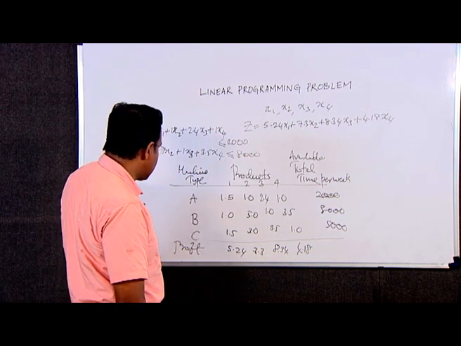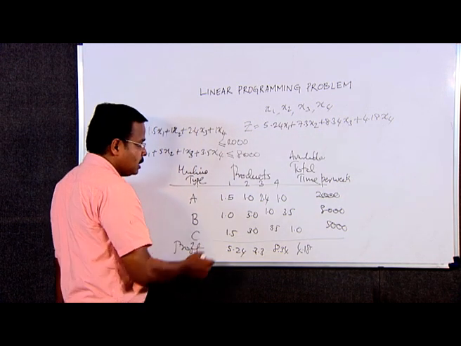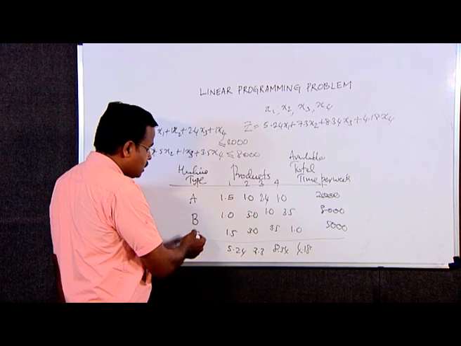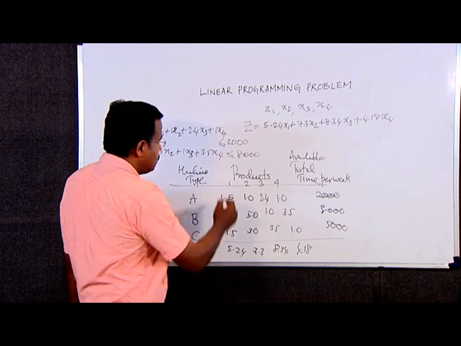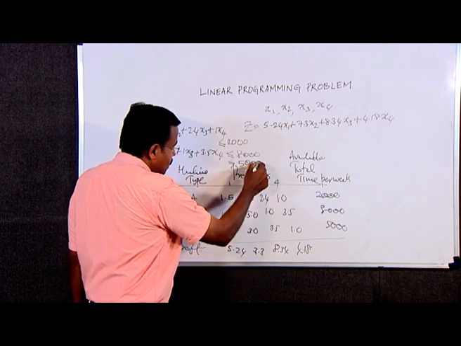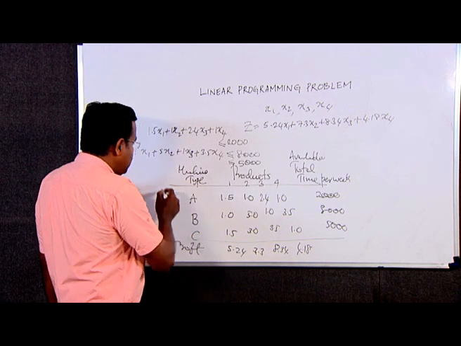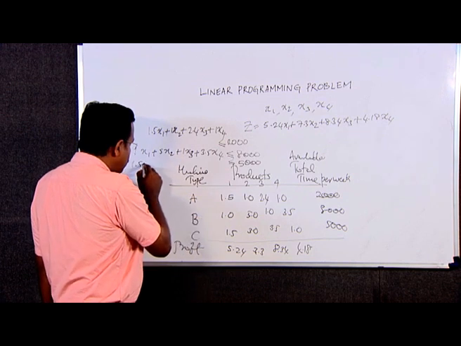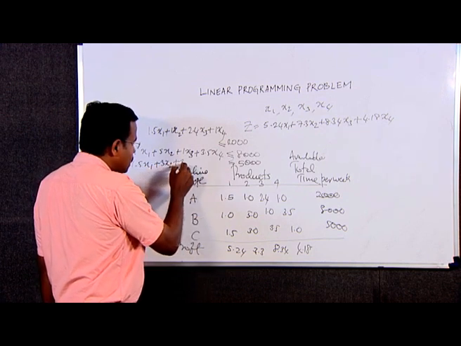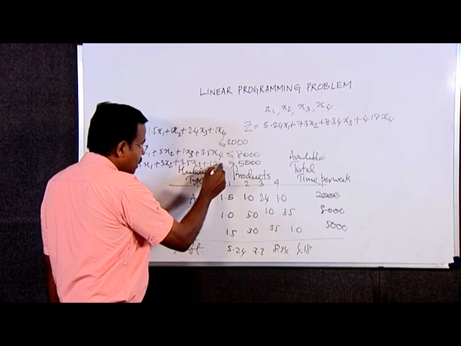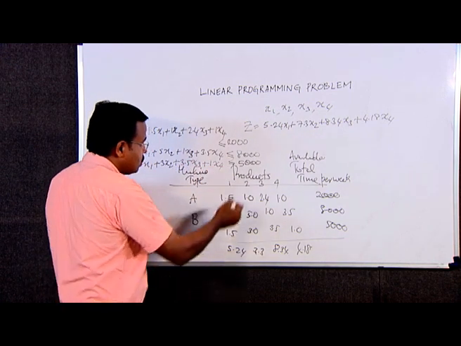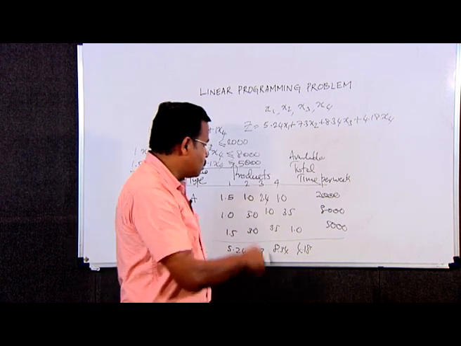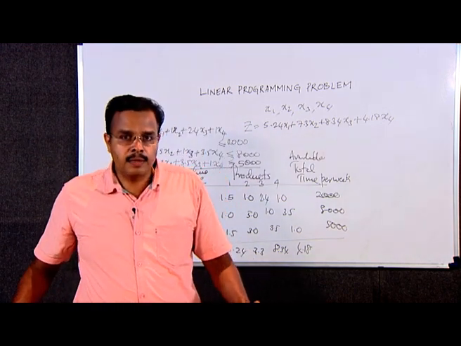In the same way, for machine C, the total available time is 5,000. So, the total required time of machine C should not be greater than 5,000. The time required by machine C to produce x1, x2, x3 and x4 quantities of the products is 1.5 x1 plus 3 x2 plus 3.5 x3 plus 1 x4. This should be less than or equal to 5,000. So, these are the three restrictions with respect to the available time of machines A, B and C.